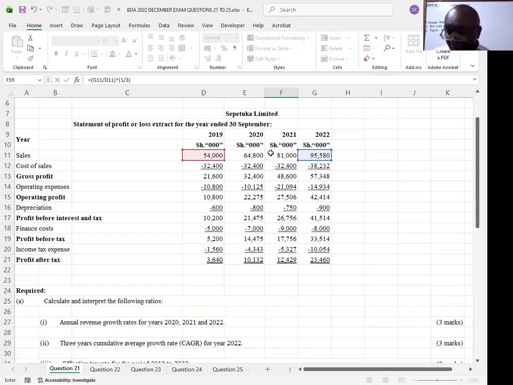When you close the brackets, you now say minus 1. When you say minus 1, now press enter and we get to know what is it there for us.